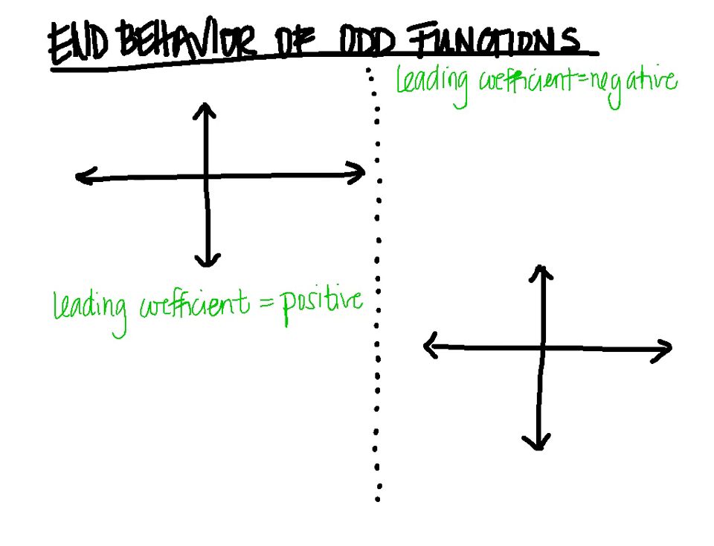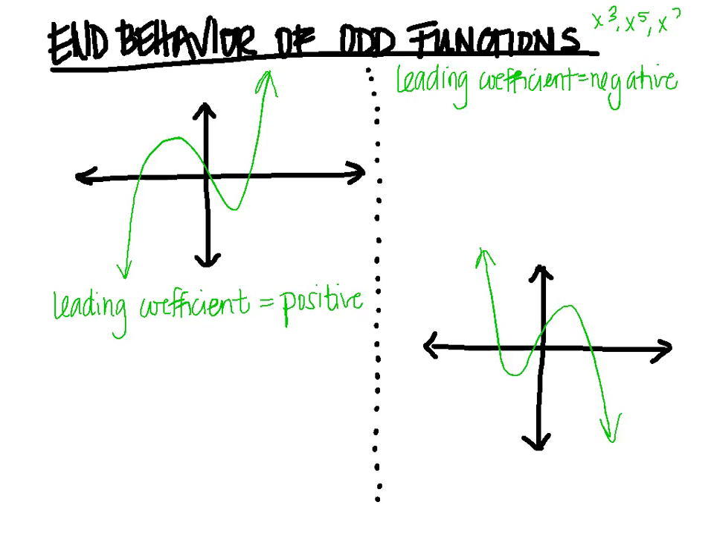Okay, odd functions means something that starts with an x cubed or an x to the 5th or an x to the 7th, anything like that, where the degree of the polynomial is an odd number. If it's positive, it's going to be S in shape, and it's going to start low and end high because it's increasing. If it's negative, it's going to start high in an S shape and go downward into the negative area.